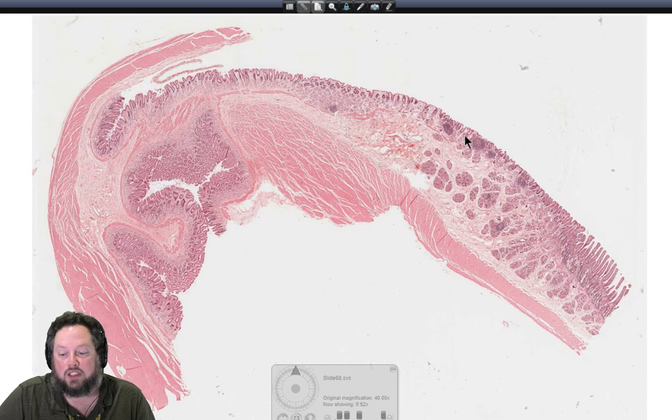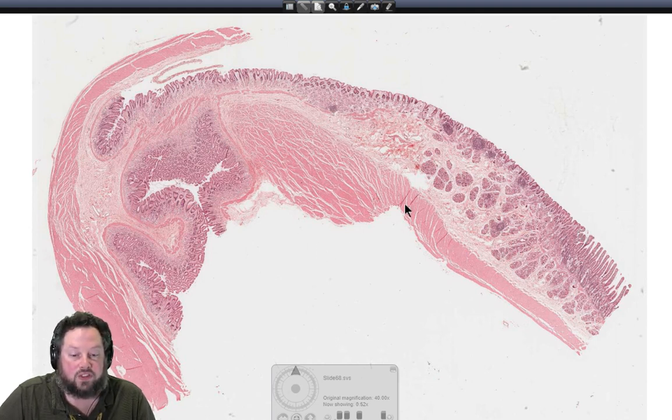But the actual junction between the pyloric region of the stomach and the duodenum is this region here. You can sort of see this change just even at this low magnification from this flat surface to these finger-like projections of the villi of the duodenum there.